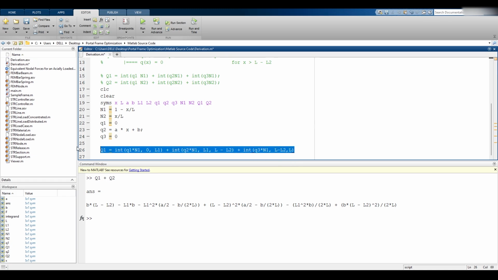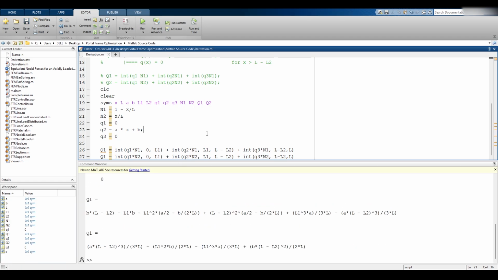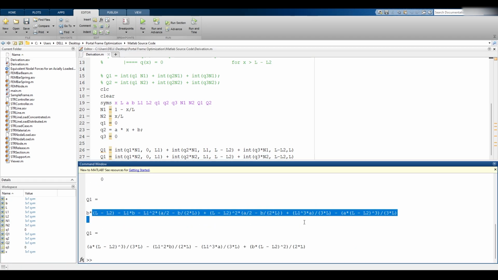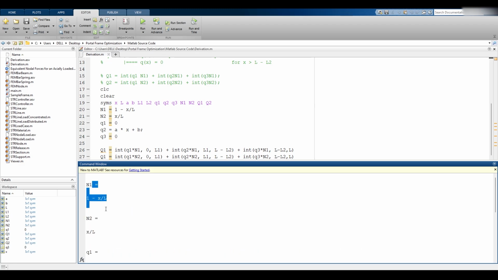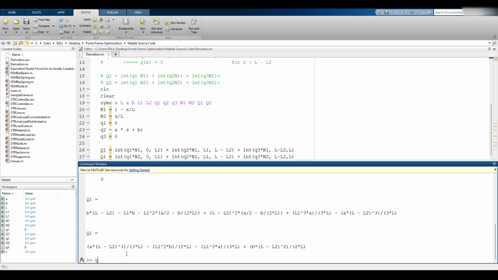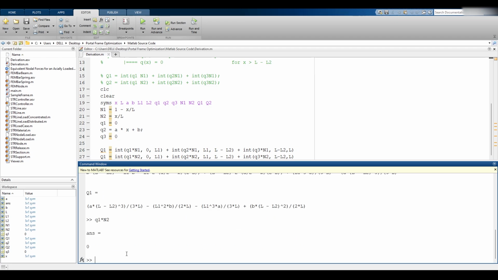I'll copy this, paste it here, and I will change this to N2. I'll push F5 and show you the magic. That's the equation, by the way, because MATLAB knows what equation is. Let me show you something cool. I can call Q1 multiplied by N2, for example, and it's 0, of course. I can call Q2 multiplied by N2, and it calculates the equation for you.